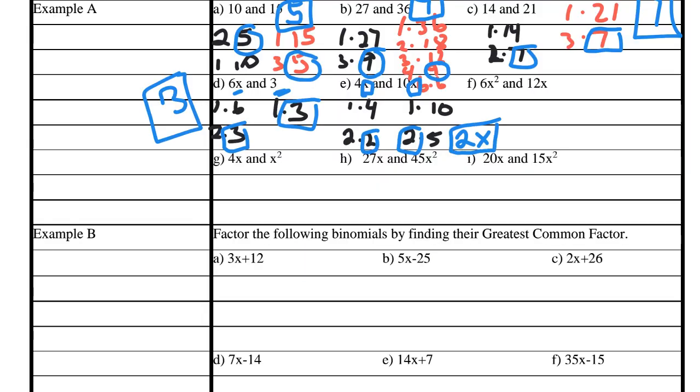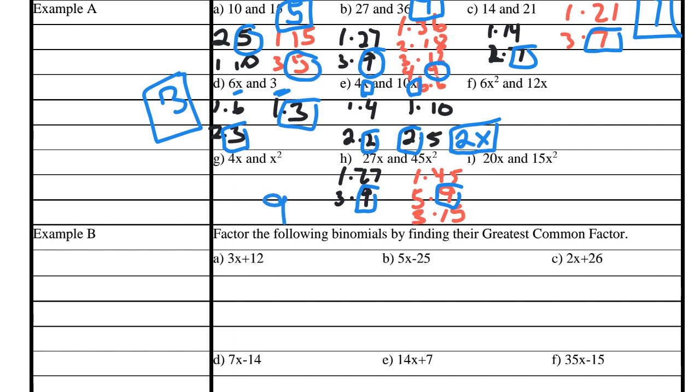All right, so let's look at a couple more. We'll look at H and I here. So if I look at H, I'm going to break down 27. Things that multiply to 27, well, 1 and 27, and 3 and 9. And then I'm going to break down 45. So 1 and 45, 5 and 9, and 3 and 15. Okay, so I find the greatest common factor between those, and it looks like 9 is the biggest number.